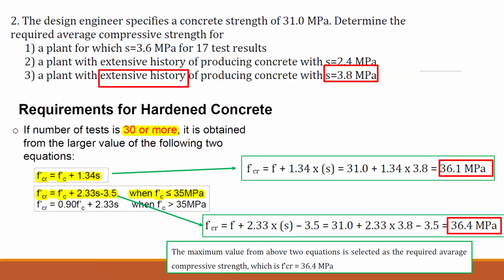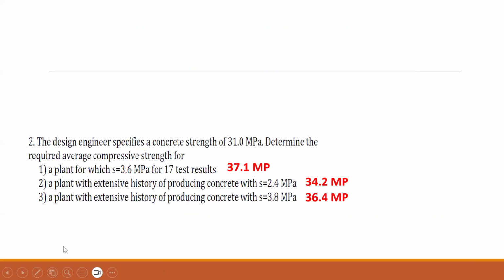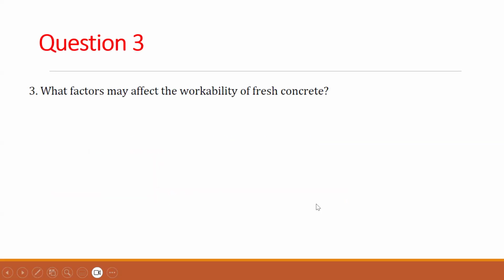Okay. So we have one more question. We have time. So if we summarize, if you go with the first plant, we need to ask the plant to make the concrete with a strength of 37.1 megapascals. If you go with the second plant, you need to tell the plant to make 34.2 megapascals. If you go with the third plant, you have to ask them to make 36.4 megapascals. Are we good? Okay. So the next question, last question.